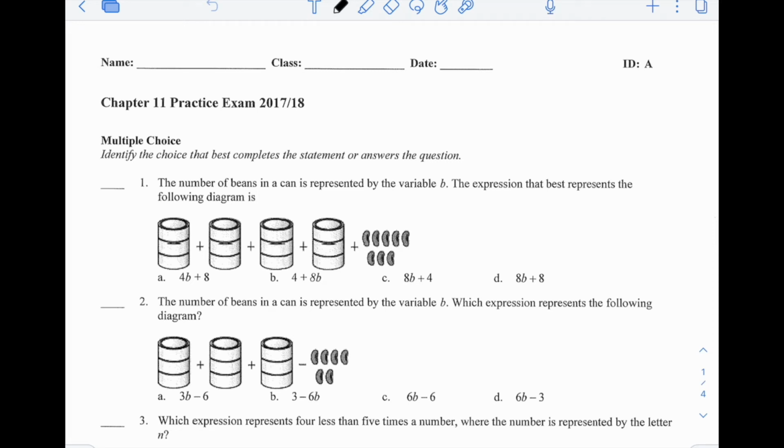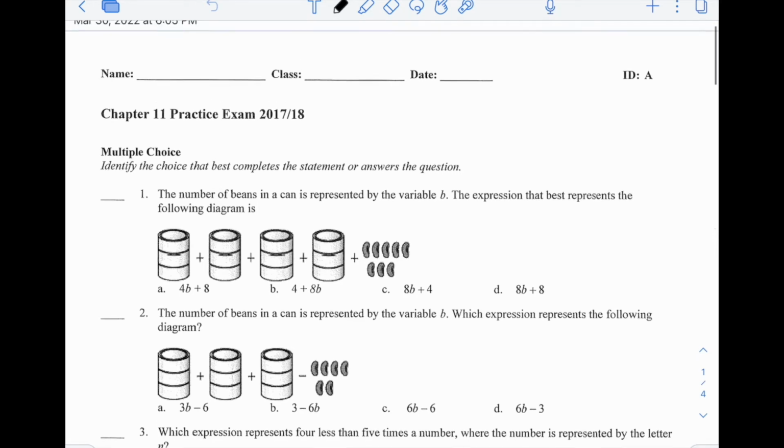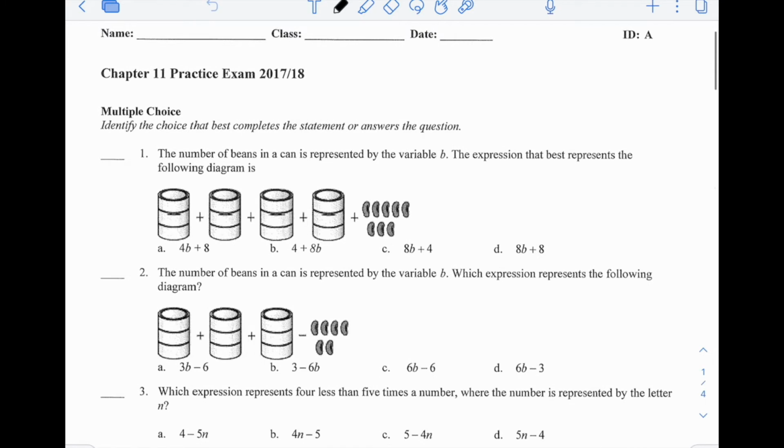Okay, practice exam for chapter 11. We'll go over each of these questions, walk you right through those.